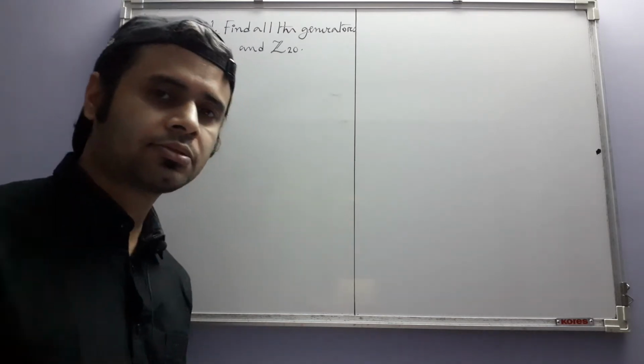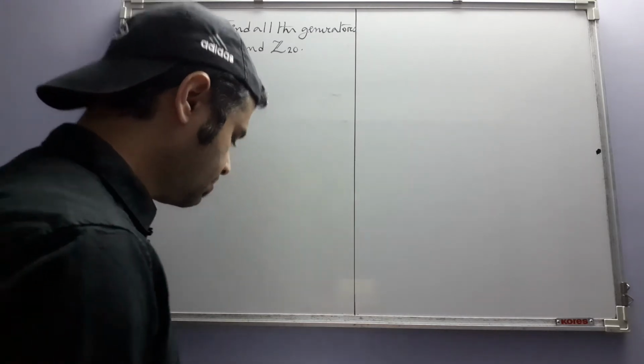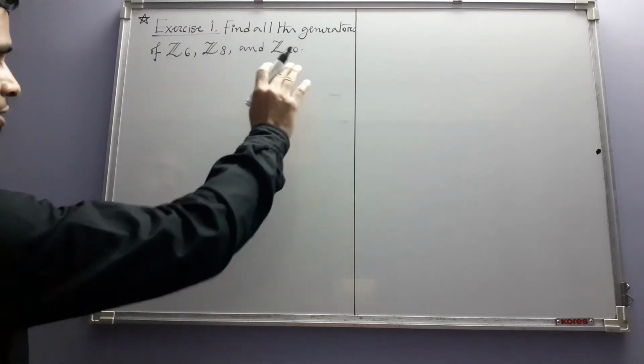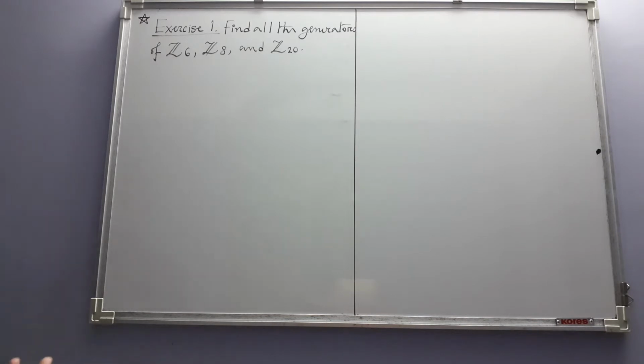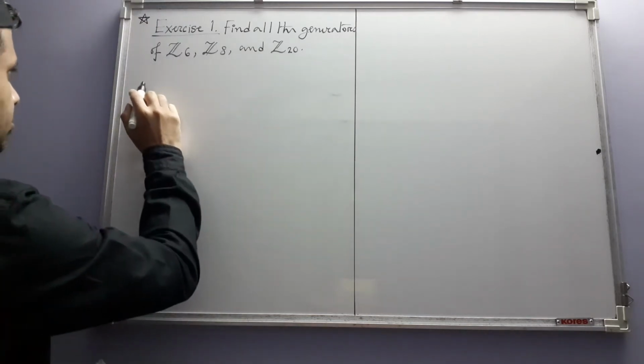Okay, so we are now going to start a new set of exercises, the one on cyclic groups. The first one asks us to find all the generators of these cyclic groups. And this we can do directly using this result.